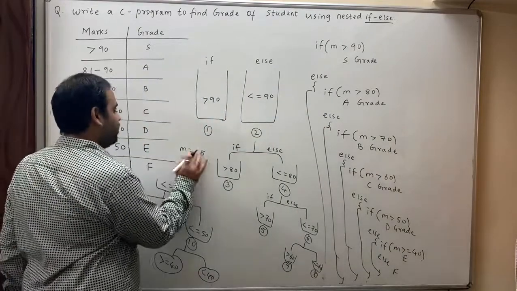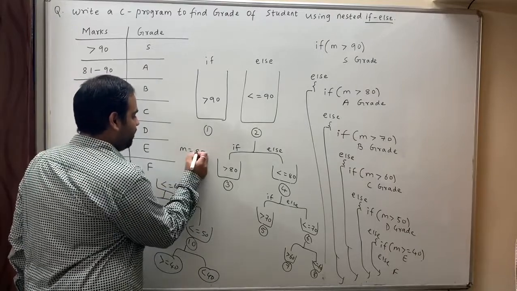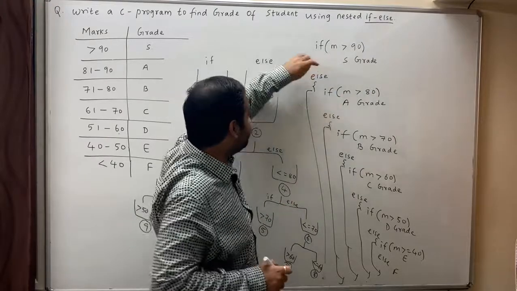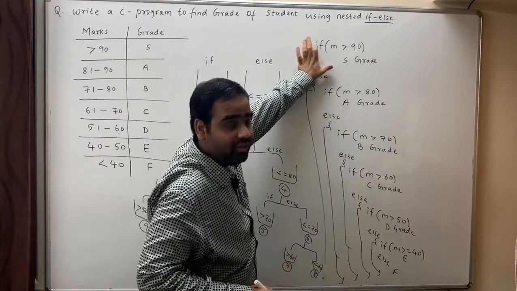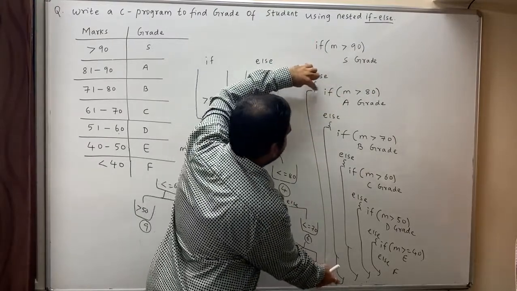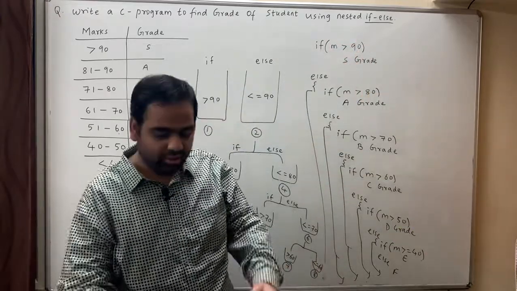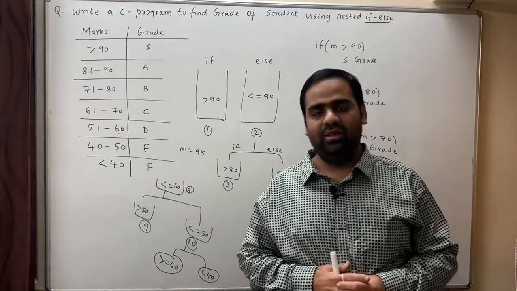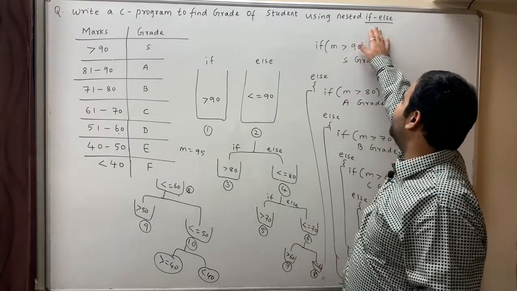Now sir, what about if the marks is 95? If the marks is 95, 95 greater than 90 is true, it will say A grade. Since this body of if has executed, this complete else should not be executed, and this is how we solve this problem using the nested if else. Is that okay? The question has clearly said using nested if else.